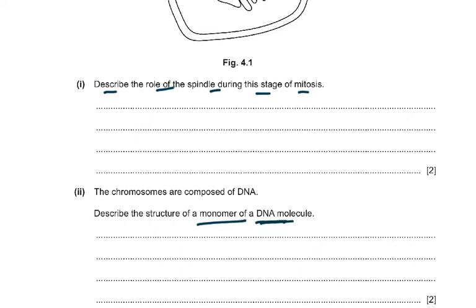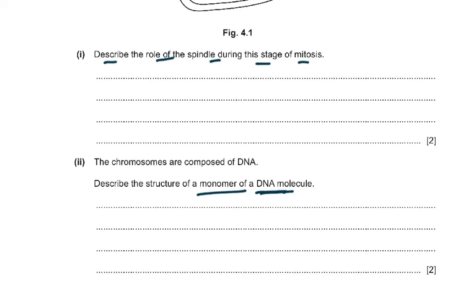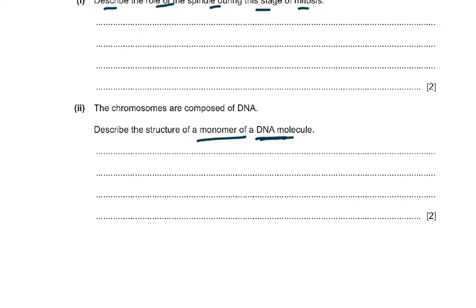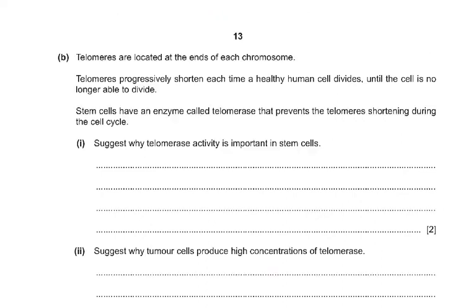Now if you know that, only then can you do this, otherwise you're going to really have problems in understanding the question. Now as you go on to read the rest of the question, telomeres are located at the ends of each chromosome. Telomeres progressively shorten each time. So the ends of the chromosomes, like the aglets we talk of, the shoelaces. These are the telomeres. And telomeres progressively shorten. With time they will become lesser and lesser.